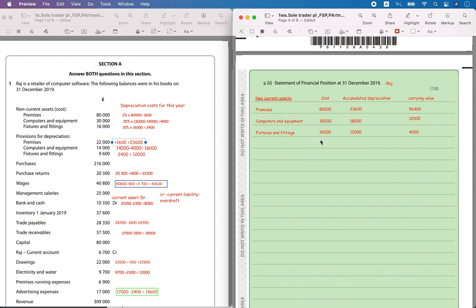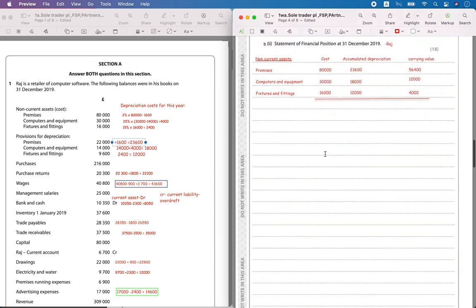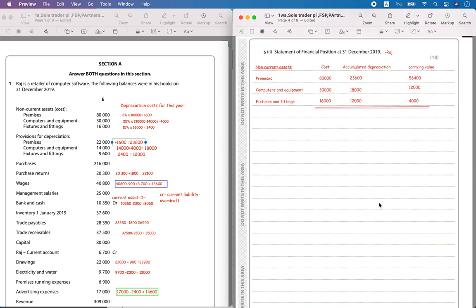So now let us calculate the total values for the cost, the total accumulated depreciation of all the assets, and the total carrying value of all the assets. So the total cost will be around 80,000 plus 30,000 plus 16,000. That is equal to around 126,000.